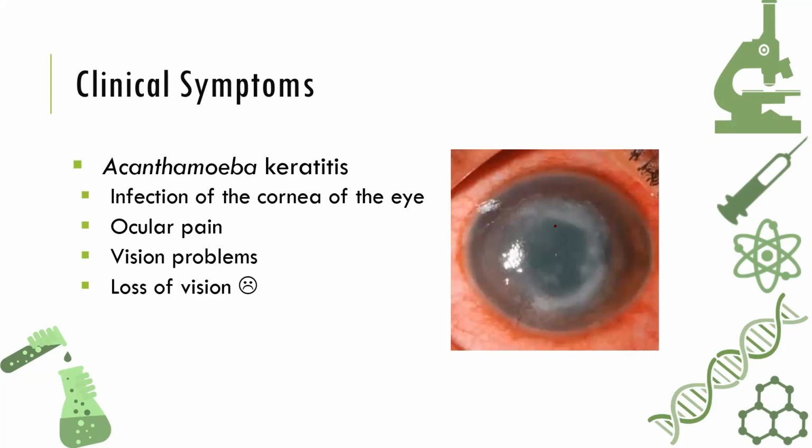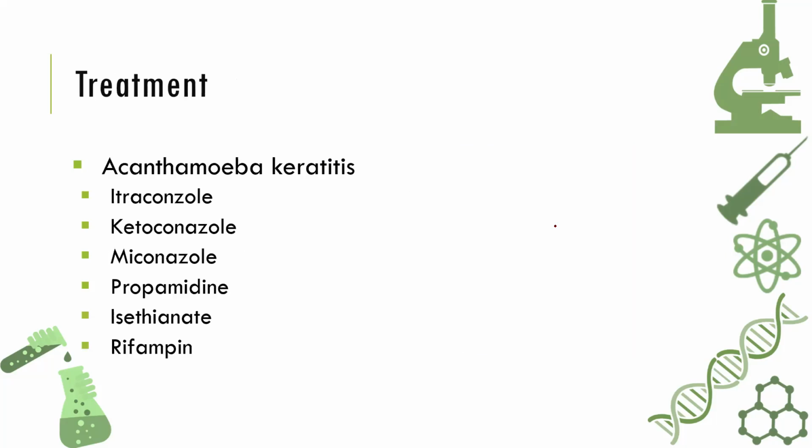We have what we call Acanthamoeba keratitis. This is what I was telling you a while ago. This is an infection of the cornea of the eye. There is what we call ocular pain, and loss of vision is possible. Treatment is almost the same as with our Naegleria fowleri.